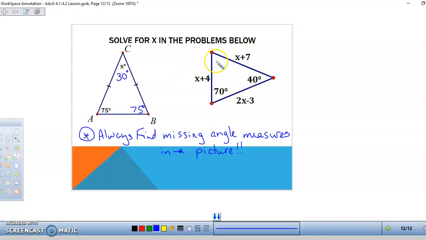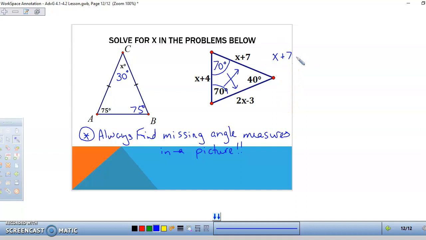Okay, same here. So don't worry about all of the side length stuff. If you have a missing angle and you can find it, always do that first. So here I have 70 plus 40, which is 110 degrees. And then therefore, this third angle would have to be also 70 for these to add up to 180. So at that point, now you can use the converse isosceles triangle theorem. These are congruent, therefore these are congruent.